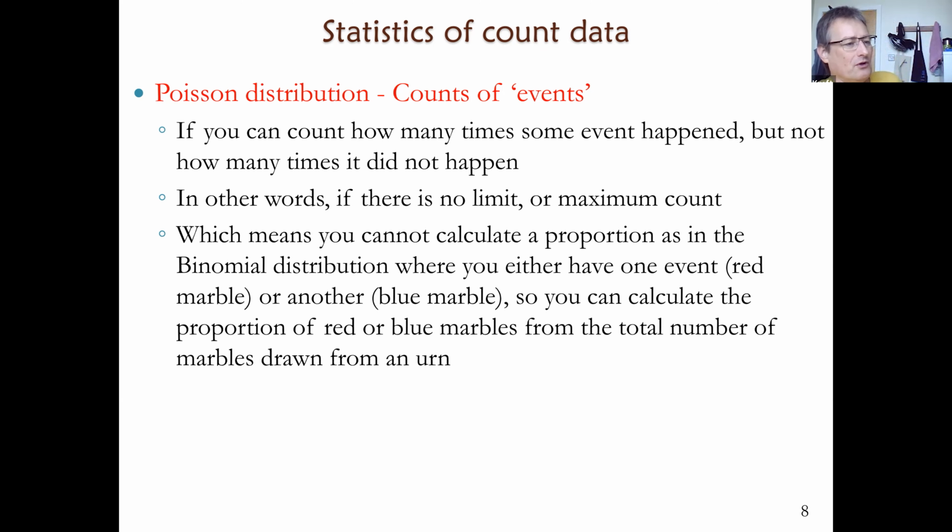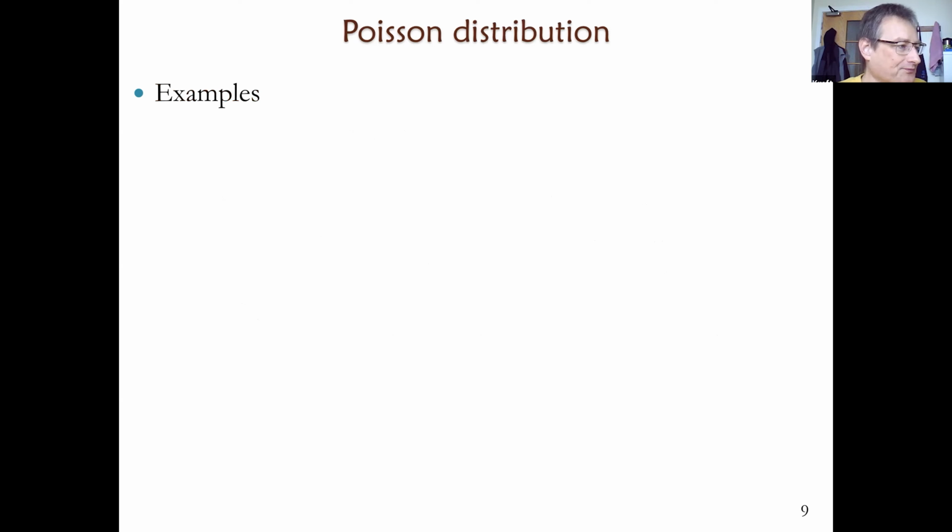Because you can only count events and not non-events, you can't calculate a proportion, which, if you had, you could use binomial statistics. But when each marble you pick from an urn is either one color or another color, then you can calculate a proportion and use the binomial distribution. So the Poisson distribution is about counts and not proportions.